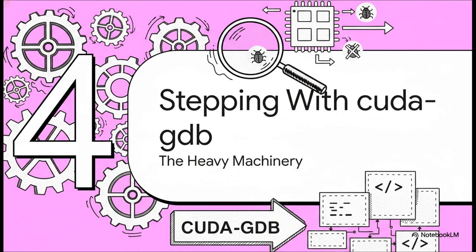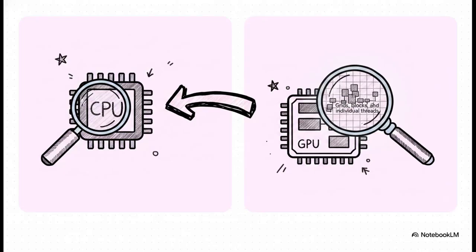Okay, let's move to section 4, stepping with cuda-gdb. So sometimes print statements and the compute sanitizer just aren't quite enough to figure out why a bug is happening. And that's when we have to roll out the heavy machinery. Now, if that sounds intimidating, don't worry. If you are already familiar with standard CPU GDB, you basically already know cuda-gdb. It has all the exact same classic capabilities.